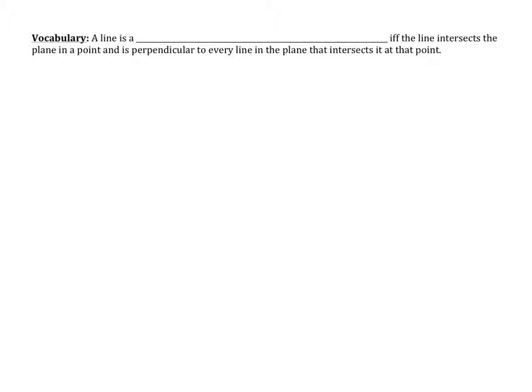Next, we have some more vocabulary. A line is perpendicular to a plane if and only if the line intersects the plane in a point and is perpendicular to every line in the plane that intersects it at that point. Notice that we use the if and only if here. Knowing that it's an if and only if statement means that this is technically a definition just written as a biconditional statement. Remember that from section 2.2? If you don't, I'd go back and look at my notes from that.